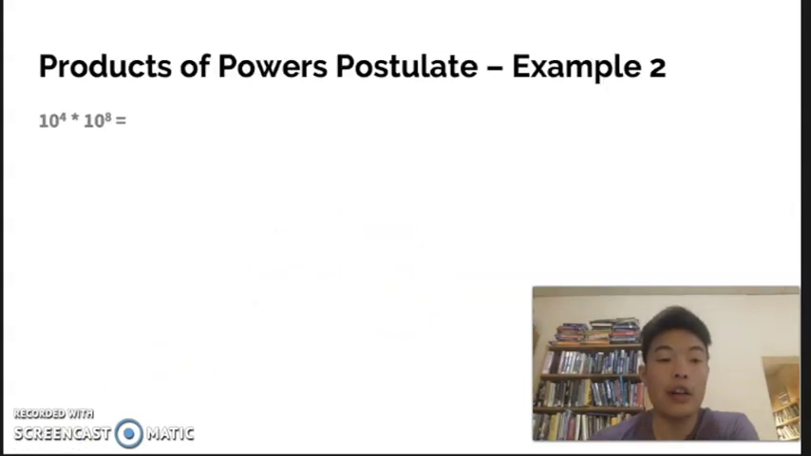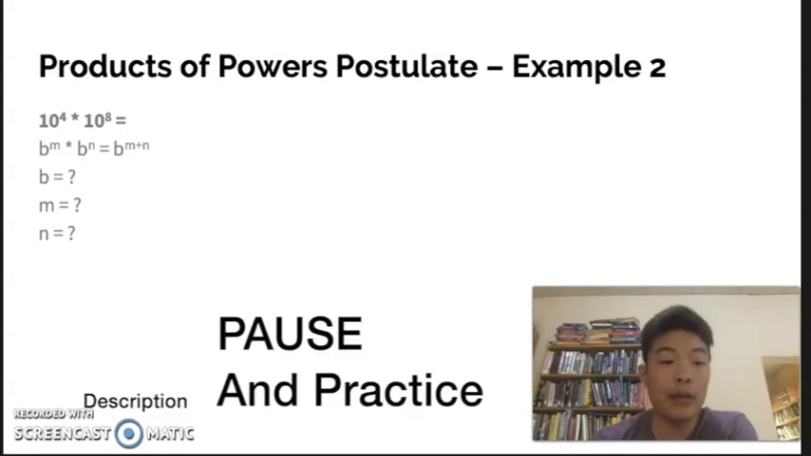All right, now let's start on example 2. Here we have 10 to the power of 4 multiplied by 10 to the power of 8. Now, yet again, we have to identify the 3 variables.